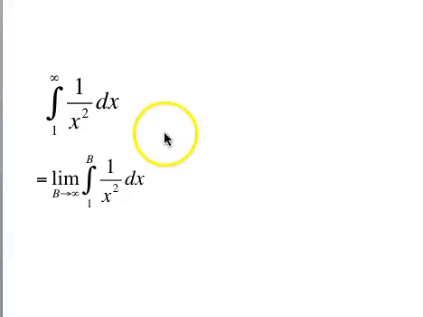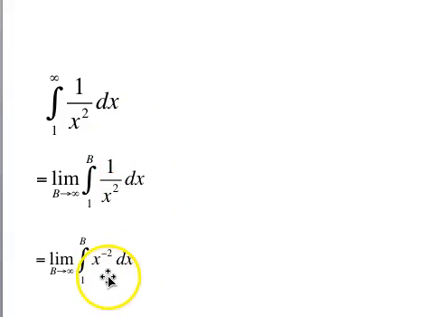So what we do is we take the limit as b goes to infinity of the integral from 1 to b of 1 over x squared dx. So now we can actually appeal to the fundamental theorem of calculus, take the antiderivative, evaluate it at b and at 1, subtract, and then take the limit as b goes to infinity.